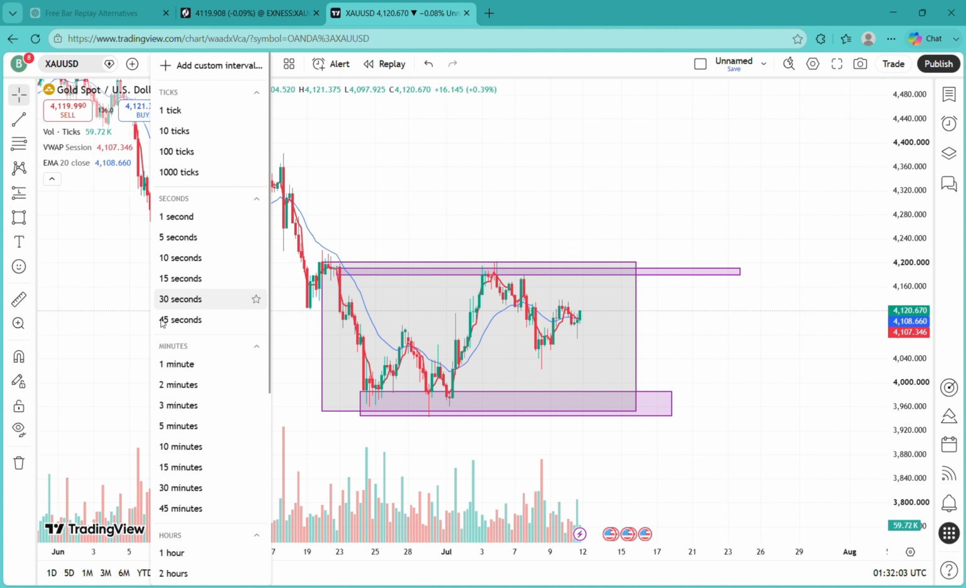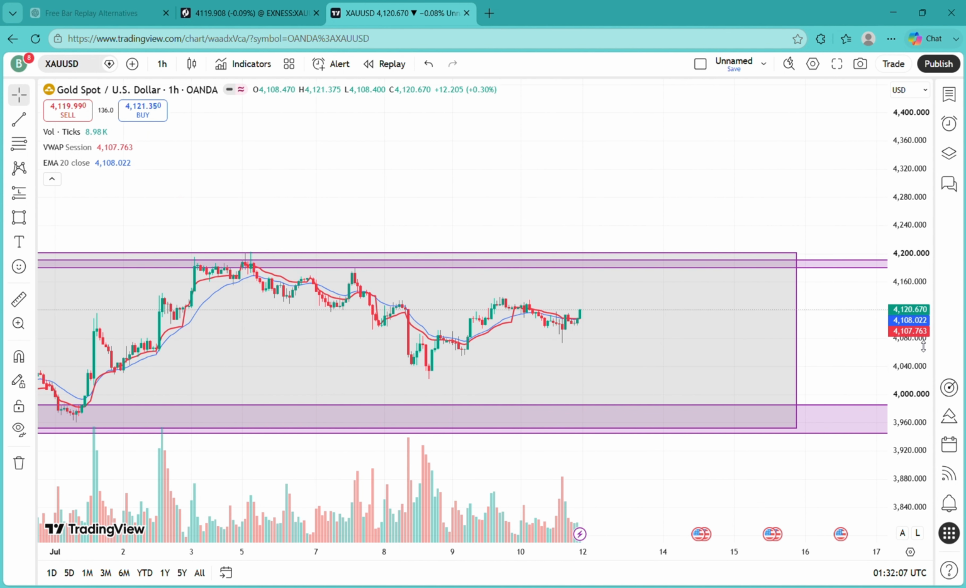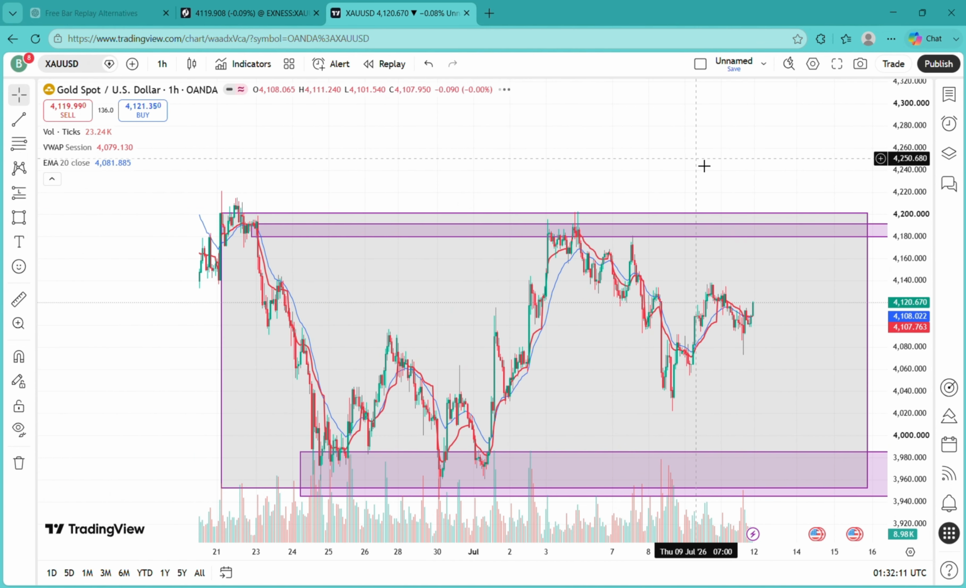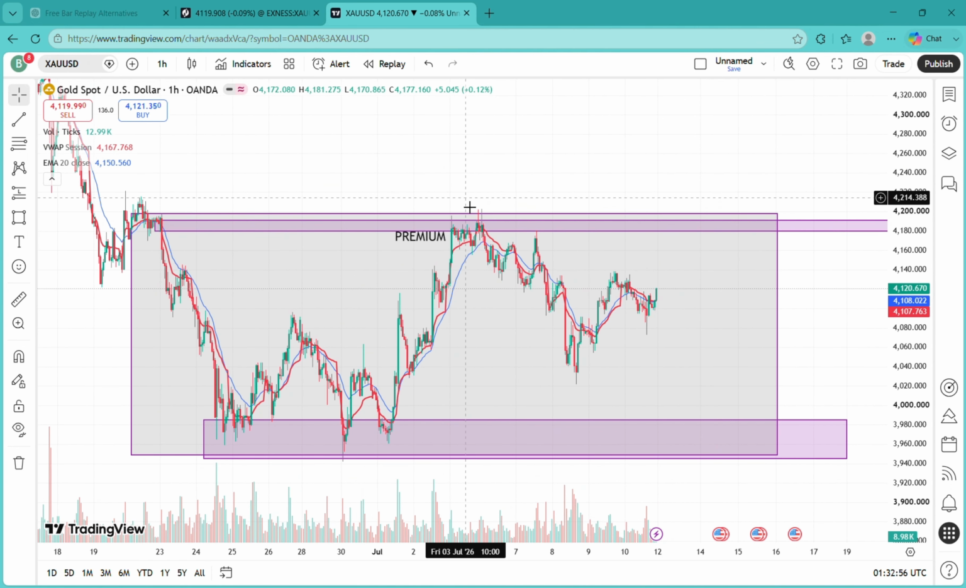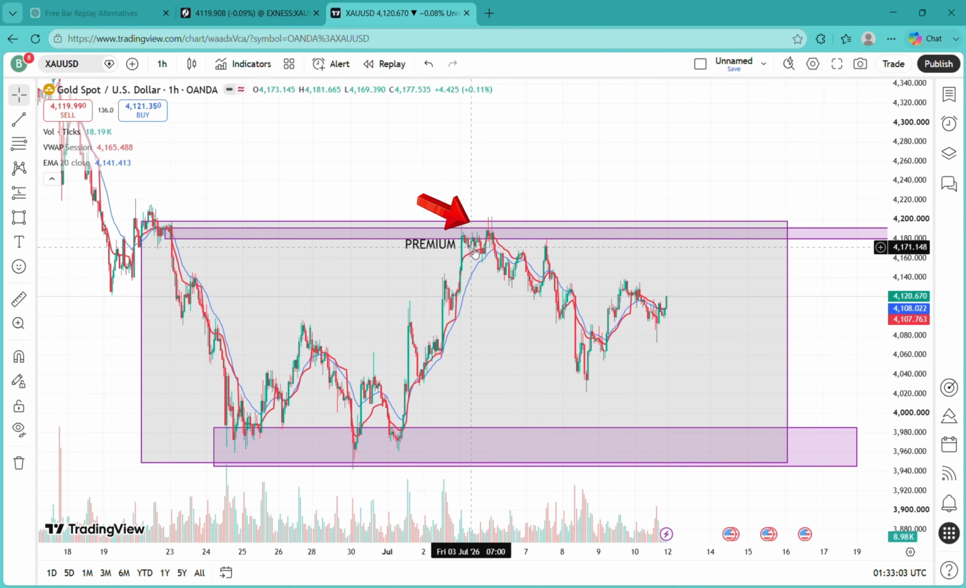Okay, so now what we are going to do is go to the 1-hour time frame so that we know what is happening in the 1-hour time frame, because that's very important. If you know premium and discount, this area is our premium area, and that means that there are a lot of sellers waiting here. So as you can see in this level, guys, this is our premium area because we know that there are a lot of sellers waiting in this area.